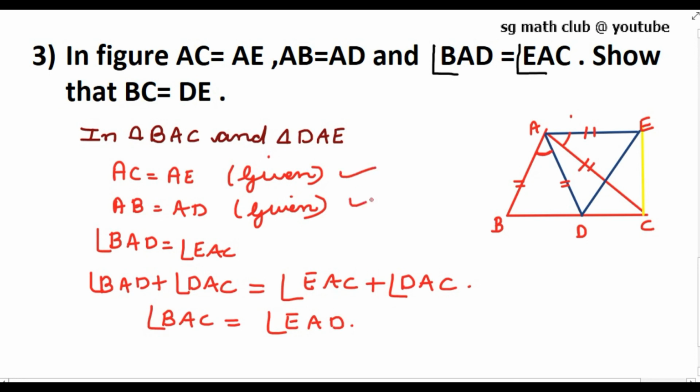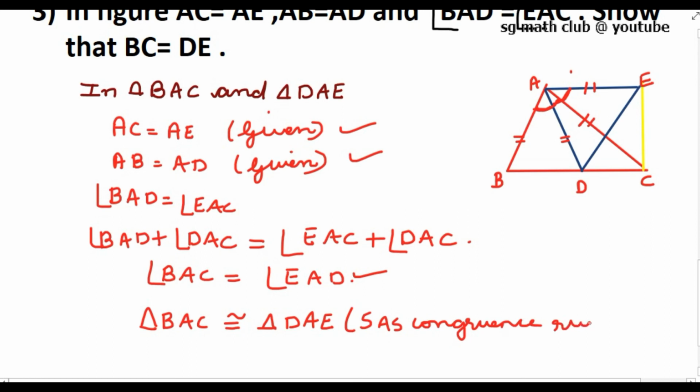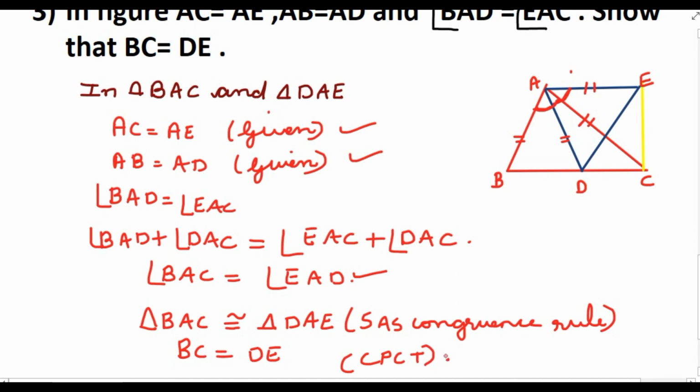So we got two sides and one angle. We can see that angle is included in between these two sides. So by SAS congruence rule, these two triangles are congruent. And finally we can write BC equal to DE, corresponding parts of congruent triangles. So thank you for watching my video.